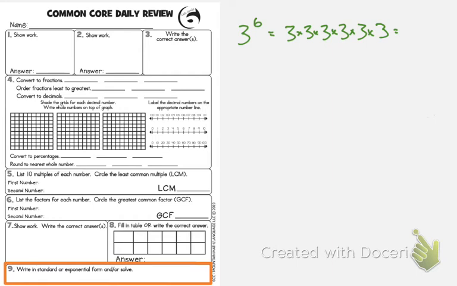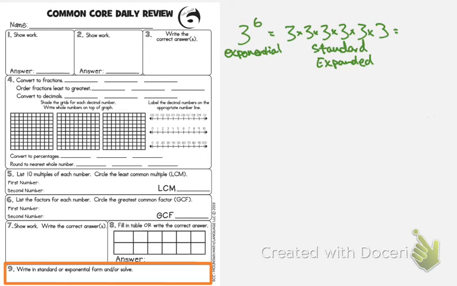Now, we have this written in both exponential form and in what's called standard form. Sometimes we call that expanded form because it's stretched out and written the long way. So those are the two ways that we could write this problem. 3 to the 6th power is being described as 3 times 3 times 3 times 3 times 3 times 3. Now let's talk about how we would solve this problem.